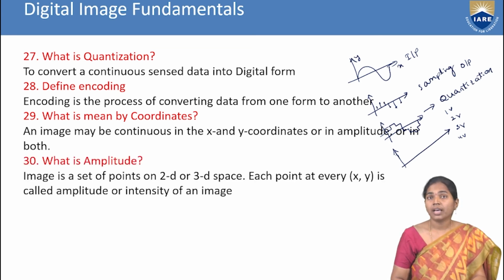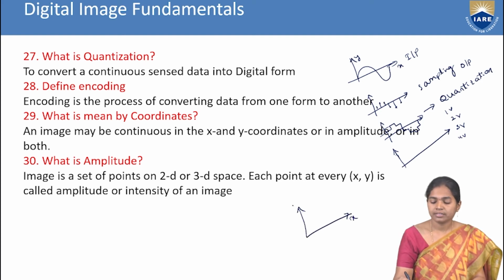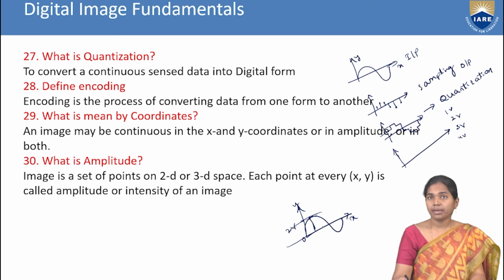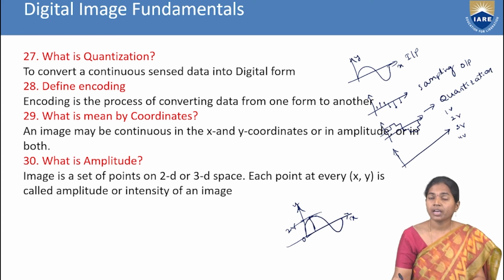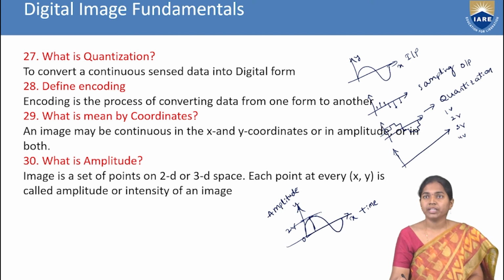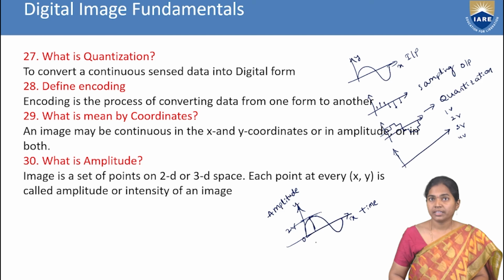What is amplitude? Amplitude is defined over a set of points in 2D or 3D space. Each point, represented as x, y, gives the amplitude or intensity of an image. Here this is my signal, and this is the amplitude level. The maximum amplitude level, measured from the 0 point, is for example 2 volts. So this is the representation of amplitude. Amplitude is represented in the y direction and time period in the x direction. Depending on the image, we represent the intensity of the image, so amplitude is also the intensity of an image.